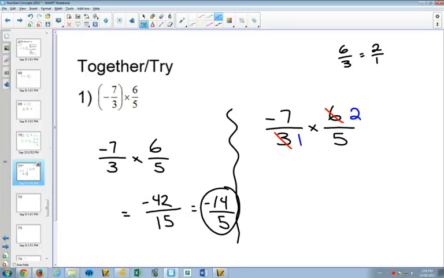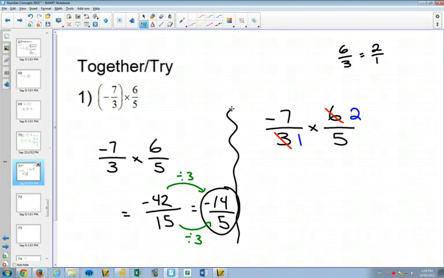How'd you get 14 for that one? I divided by 3, and I divided by 3. Oh, so you're supposed to divide. Right? That's how we reduce something. You have to find a number that both of them divide by nicely.